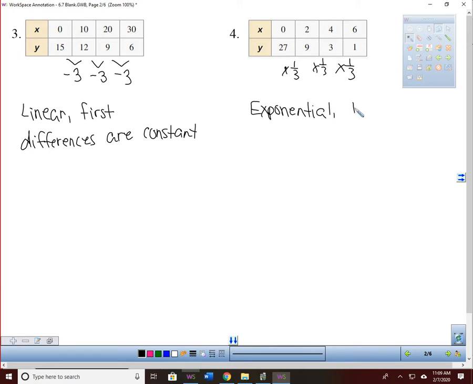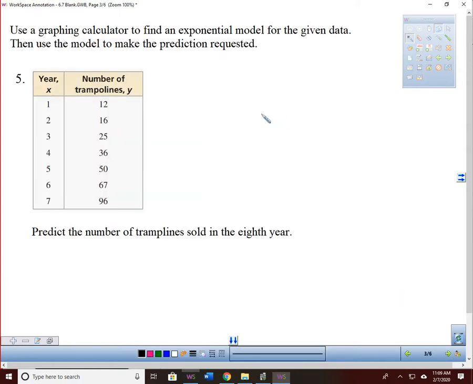And you would say the output has a common ratio of 1/3. Decreases by a common ratio of 1/3.